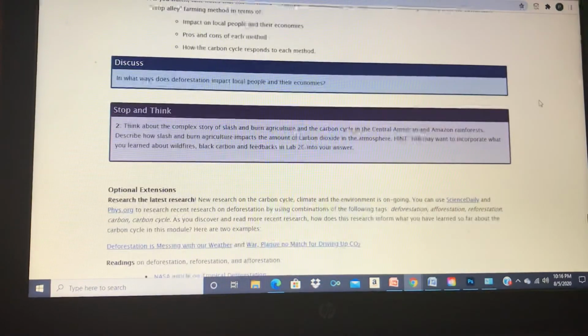And so in what ways does deforestation impact local people and their economies? This is another one of the questions that I would like you to answer. What is one thing, I just want you to give me one example of locally. If somebody cut down forests locally close to you. Now some of you may not live close to a forest, but use your imagination. So if the deforestation was happening in our community, what would happen?